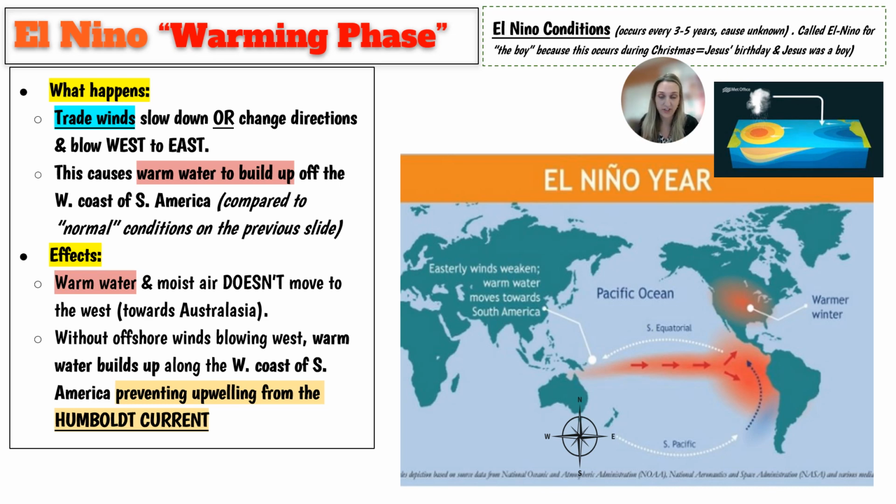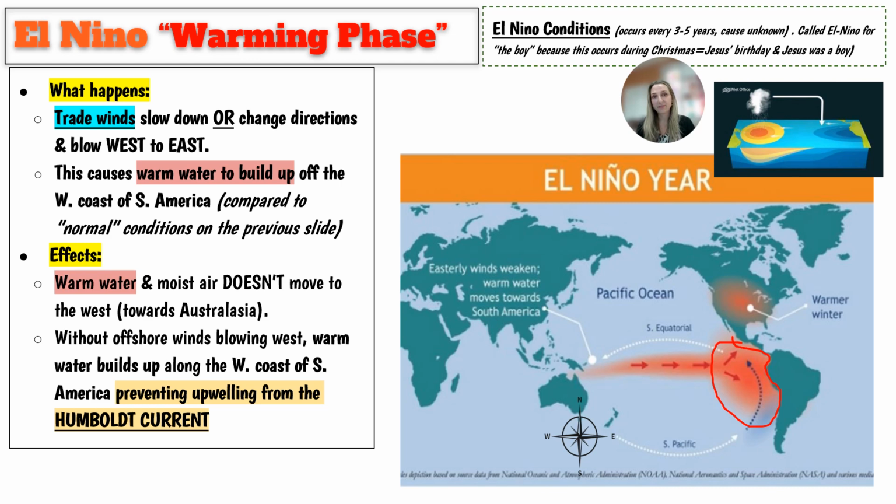Or what you can also see is a complete reversal of the trade winds. So instead of them blowing, as we would normally see, from an east to west direction, now it's blowing from a west to east direction. And that's how we see it in this picture here. So you could have a weakening of the trade winds going their normal direction, or a complete reversal. Either can happen. In this picture, you see the reversal. This is going to cause warm water to build up off of the coast of Peru and Ecuador in South America.